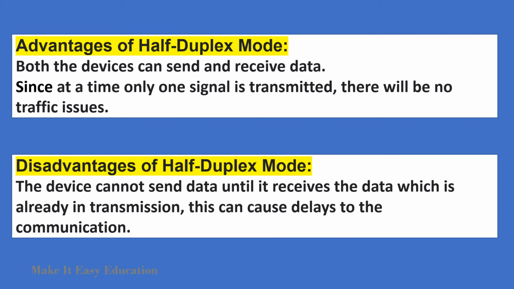Disadvantages of half-duplex mode. The device cannot send data until it receives the data which is already in transmission. This can cause delays to the communication.